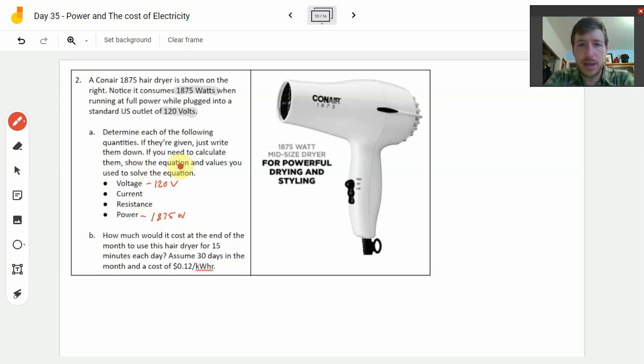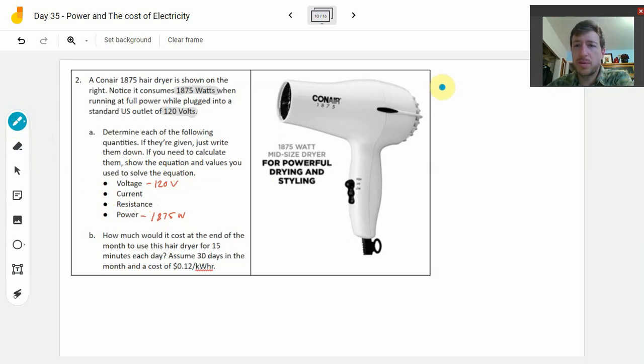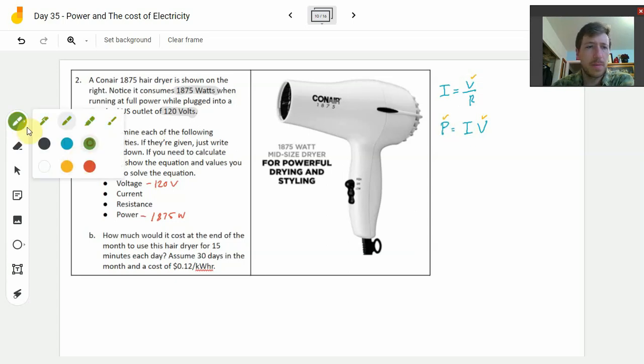If you haven't yet tried this one on your own, go ahead and pause the video at this point and give this a go. Okay, so assuming that you have tried this, because it's pretty similar to the last one, we know the voltage and the power, and we don't know the current and the resistance. Once again, we have our two equations up here: Ohm's law, which is current is voltage divided by resistance, and the power equation, which is power is current times voltage. Here we have two knowns and one unknown, so we can solve for current.